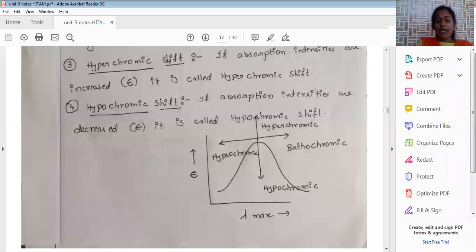By this we completed UV spectroscopy instrumentation, UV spectroscopy applications, and the UV spectroscopy principle, that is Lambert-Beer's law. And next, what is bathochromic, what is hypsochromic, what is hyperchromic, what is hypochromic shift in case of a molecule. So these topics are covered in this class.